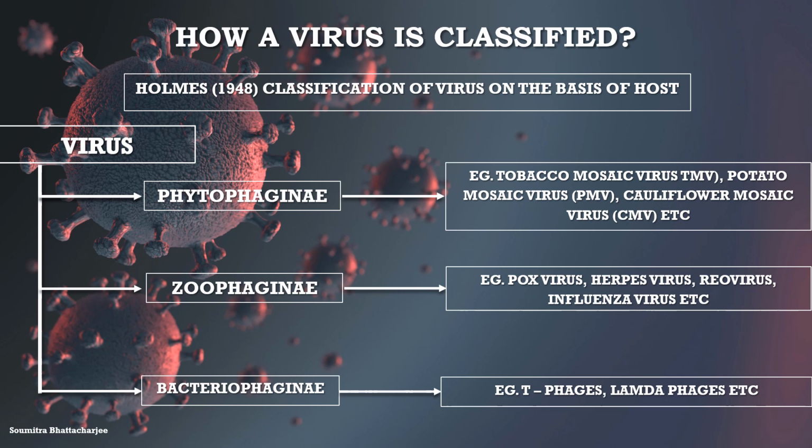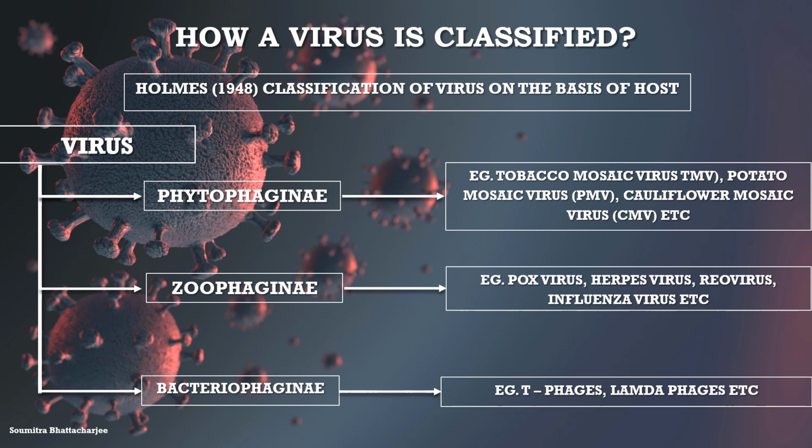How is a virus classified? Holmes, in 1948, gave a classification of viruses on the basis of host specificity. A virus can be classified on the basis of the host in which it penetrates, multiplies and takes a living abode. Like, there can be a few viruses which take shelter within a plant cell. We refer to these viruses as phytophaginae.